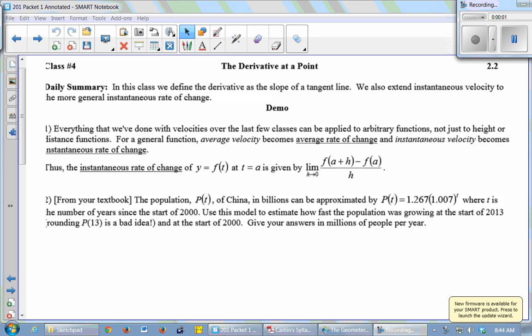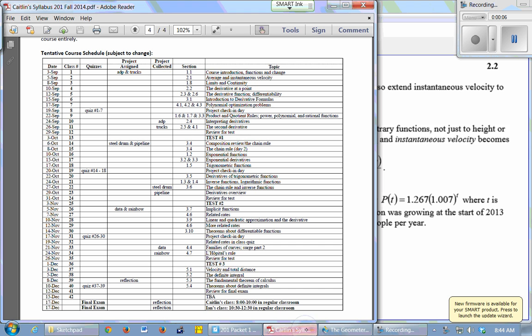Okay, so we're at class 4. Class 4, we're going to talk about 2.2 today. So you've had 3 homeworks thus far. You submit homework and questions of the day through your folder. So whenever you're handing something in, you just put it in your folder.